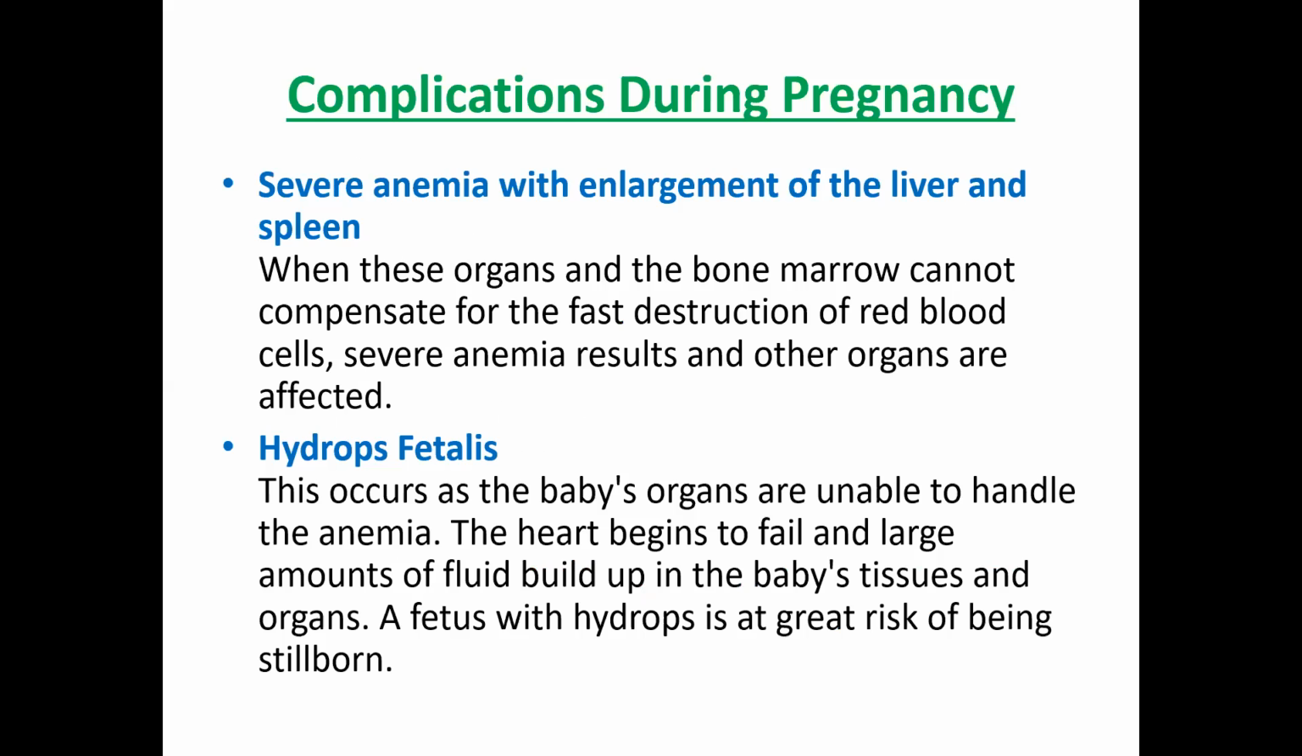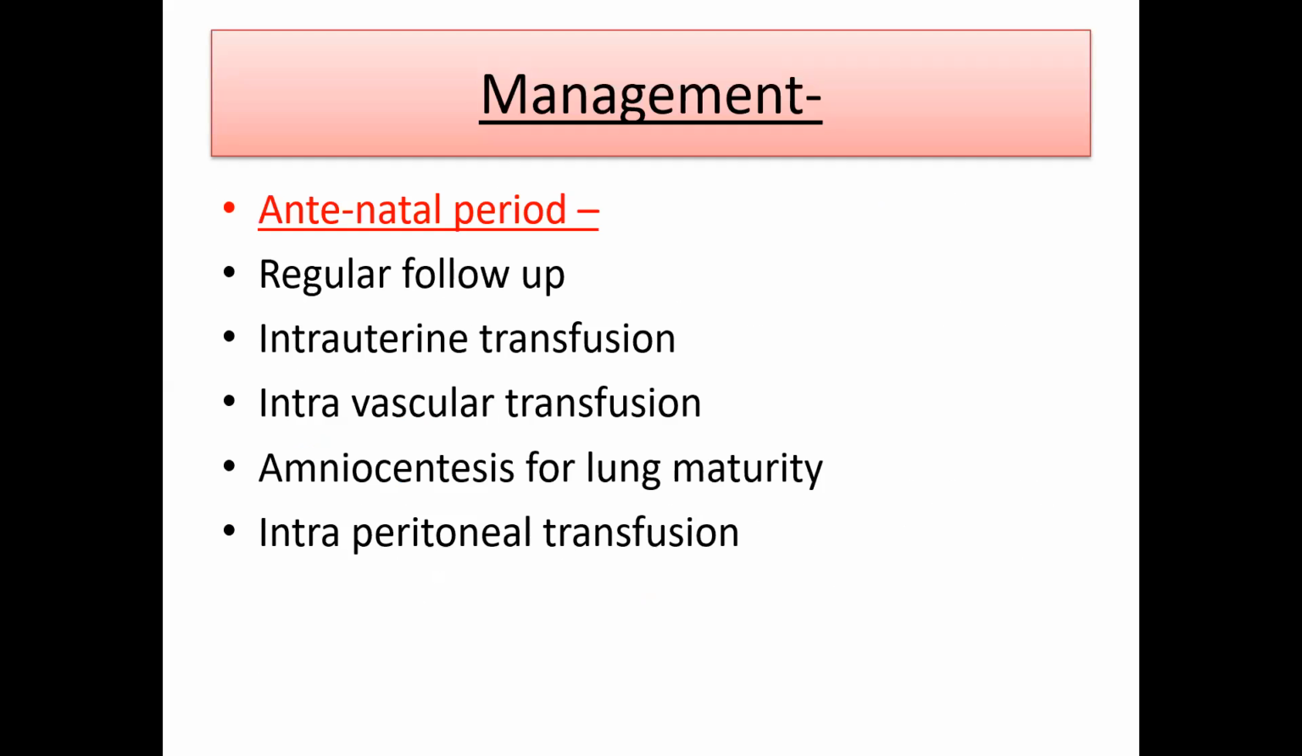Now, the complications during the pregnancy are severe anemia, enlargement of the liver and the spleen, and hydrocephalus. As already explained, these conditions. So the management in antenatal time: regular follow-up is very important. We have to do some tests, for example the indirect Coombs test and Doppler test, intravascular transfusions, intrauterine transfusions, amniocentesis for the lung maturity, and intraperitoneal transfusions. So these are the things we have to do during the antenatal period.